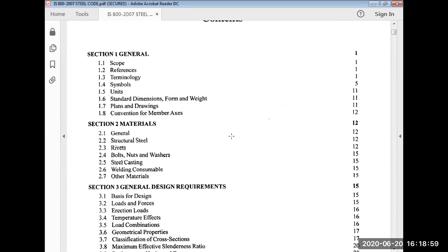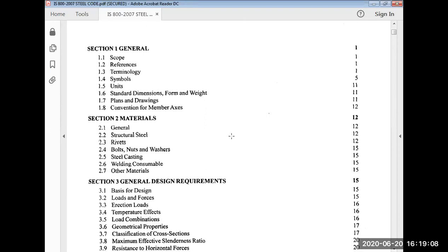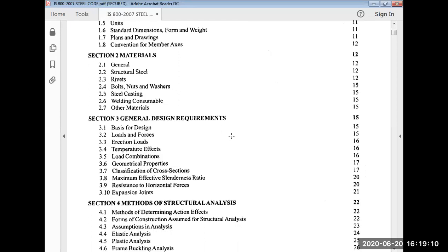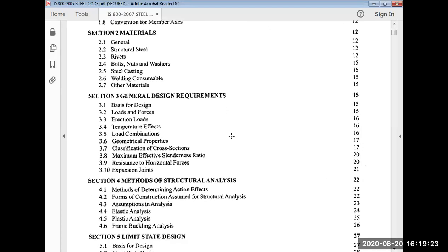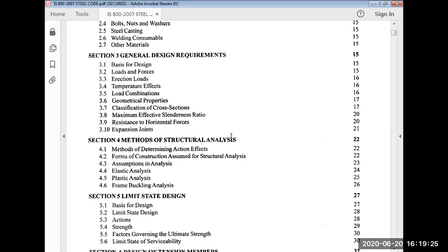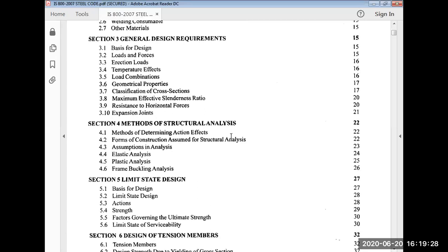So general theory is there: scope, references, some terminology, symbols, units, standard dimensions, plans and drawings, also given in Section 1. In Section 2, the materials are there: general structural steel, rivets, bolts, steel castings, welding consumables, and other materials are all given in Section 2. Then Section 3 is general design requirements. What the general requirements are, that is also given in this IS code.